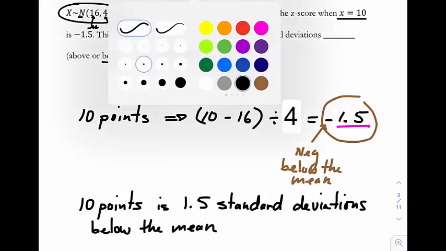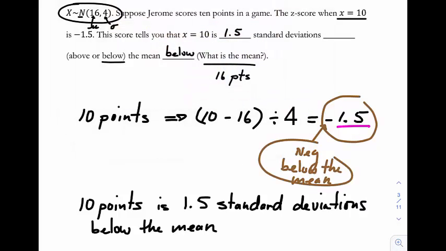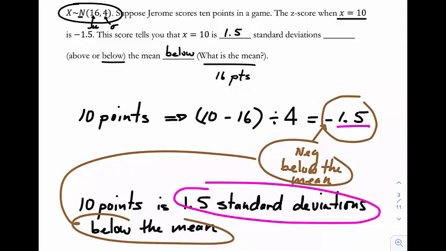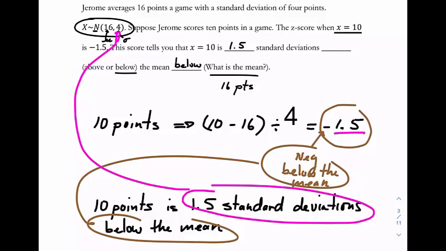So the negative here emphasizes the concept of below, but the 1.5 is counting the number of standard deviations. It's counting how many of these, let's go back to that, how many of those 4s are there. And so we have 1.5 4s. That's the interpretation of the 10 points compared to 16. So that'll do it here for this problem for section 6.1, z-score conversions.